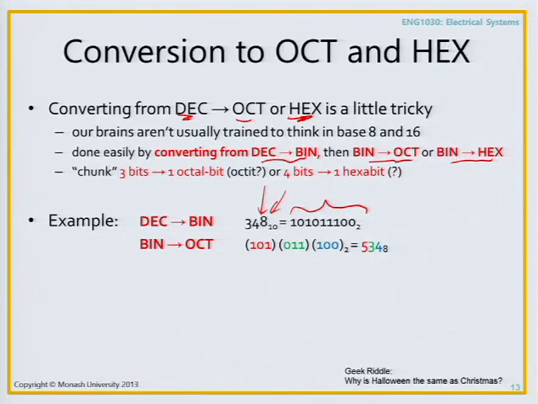Next, to then quickly convert this to octal, you take this string and you break it up into little chunks of 3 bits. Okay, so I chunk this into 101, this into 011, and this into 100, and then I've got 3 chunks here. What do these represent? Well, 101 in binary represents 5, 011 represents 3, and 100 represents 4. And hey presto, you've got your octal representation of 348 in octal. Okay? 534.